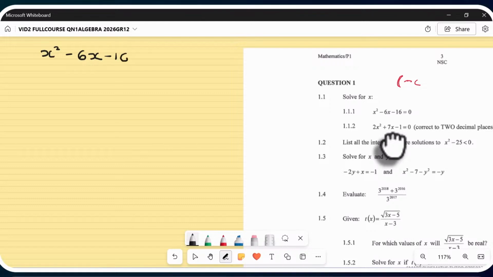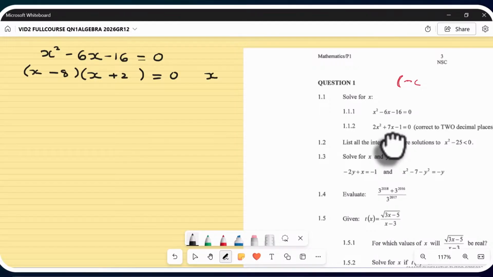So here, look for two numbers that when you multiply, get negative 16, and when you add, get negative 6. So which numbers could they be? Now 16 is the same as 8 times 2. So you're going to say minus 8, then plus 2. Meaning we have either x equals 8, or x equals negative 2. So these are the two answers which we have here.